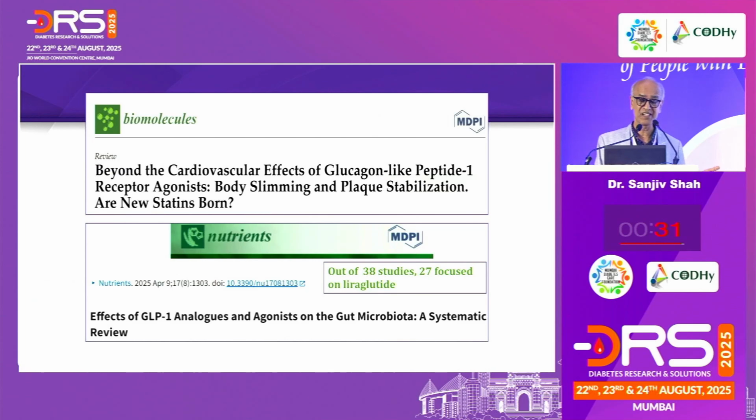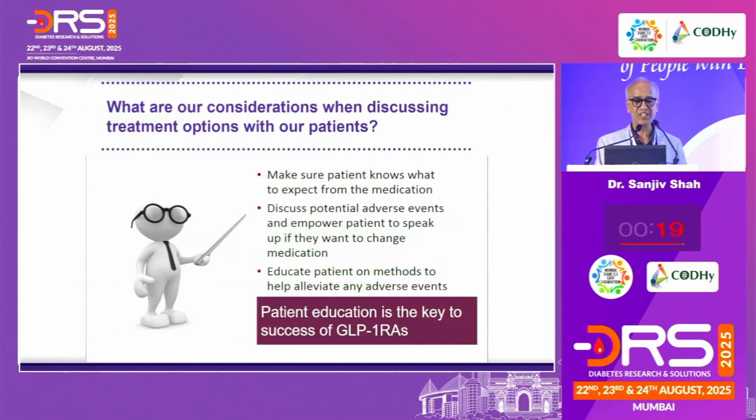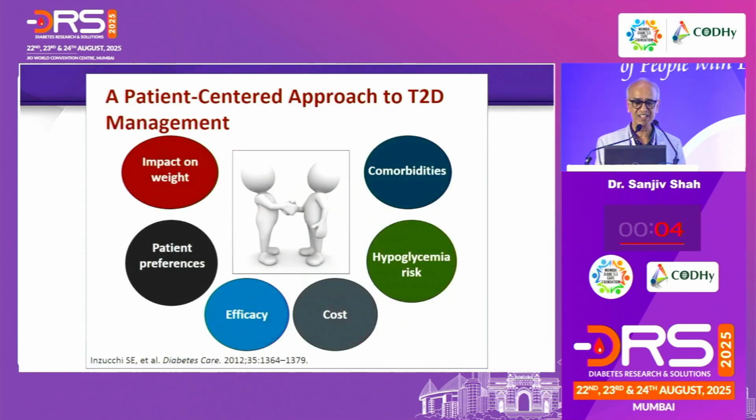Finally, this is again a paper in relation to plaque stabilization. Is it a new statin born? So this is again a new pleiotropic effect. 38 studies have looked at the effect on gut microbiota. So we are learning far more about new GLP-1 research, which shows that the patient has to continue GLP-1RA long term to get the benefit. And this is what the patient needs to be educated about.